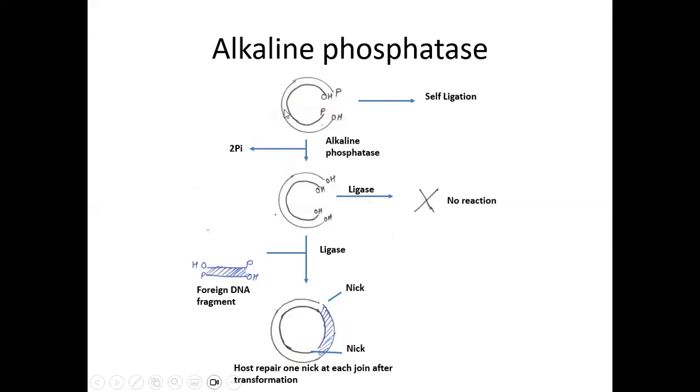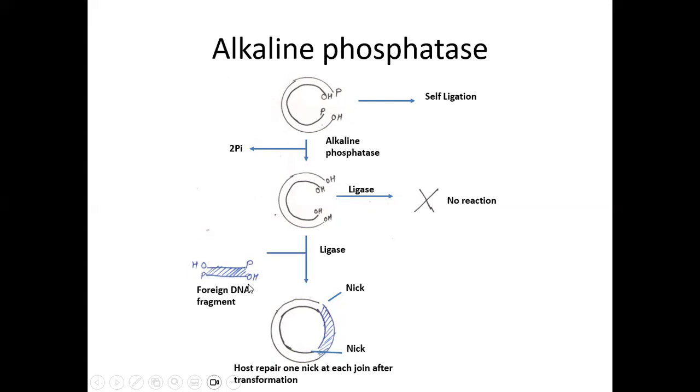Here we have our vector molecule that is digested with the restriction enzyme, and we can make use of alkaline phosphatase to remove the phosphate molecules that are present on the vector. Now when we try to ligate this, it cannot self ligate. Normally it can self ligate, but after removal of the phosphate group it cannot self ligate on addition of ligase because the phosphodiester bond cannot be formed.